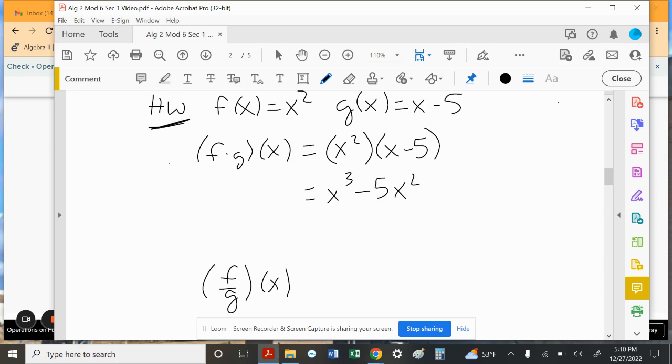Now notice again, these are homework problems. Then we do division. So we have x squared over x minus 5, because f goes on top. So that's f divided by g. I can't factor either of those, so that would be my final answer. So it would be x squared over x minus 5. And remember that x cannot equal 5, because if x equals 5, that would cause the denominator to go to 0.